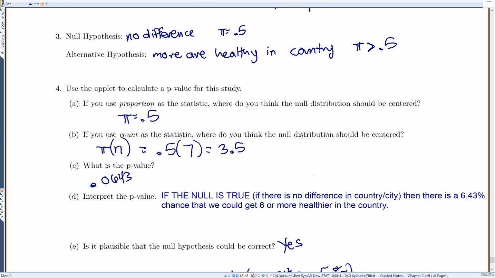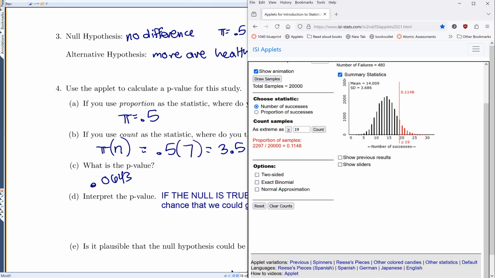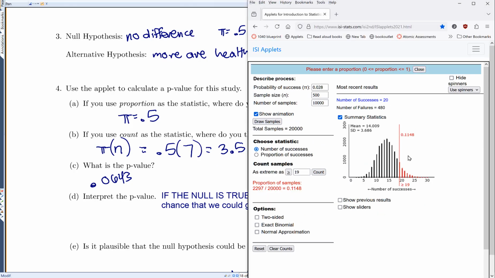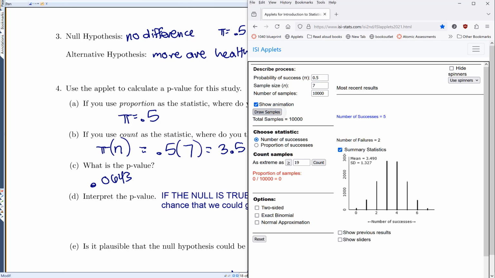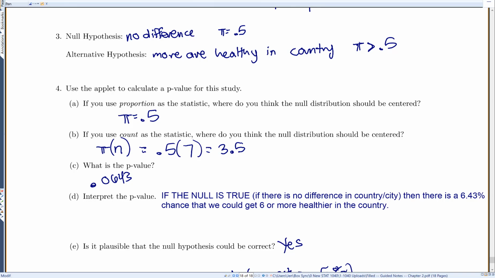Let's see, what is the p-value? Let's bring it up. We'll probably get something slightly different because I already did this one earlier. Okay, so my probability of success is 0.5. My sample size is 7. Okay. Let's draw our samples, and I want to count anything as extreme as greater than or equal to 6. Okay. So it looks like that gave me 0.0618. Earlier I got 0.0643. Again, simulations aren't exact because you get different results each time.